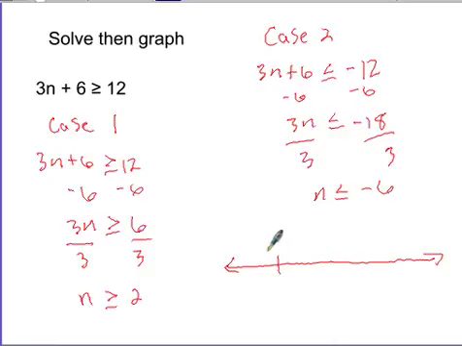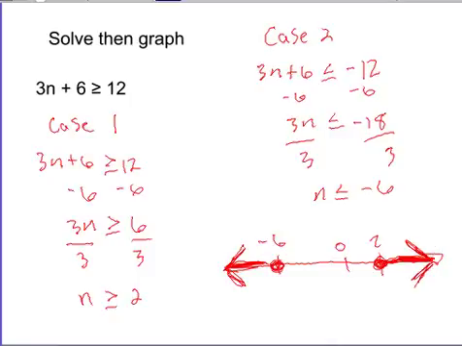So you have negative 6 here, 2 is right here, 0 is about right there. You'd have closed circles at both places. N is less than or equal to negative 6, so it's got to go to the left. Or n is greater than or equal to 2, so it's got to go to the right.